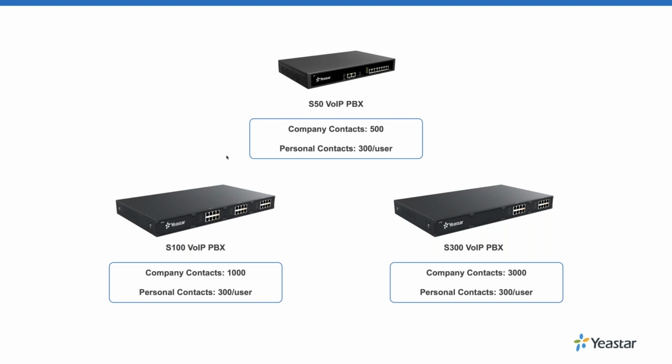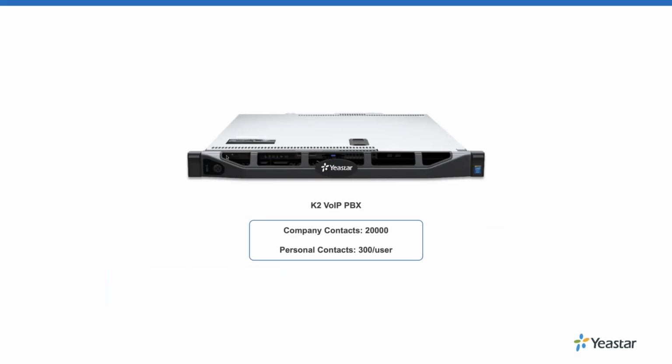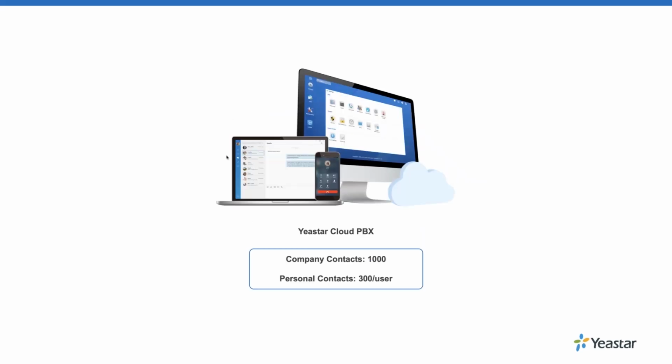Okay. For S100, we can support 1,000 company contacts. Personal contacts will be the same thing, 300 per user. S300, we can support 3,000 company contacts, still 300 personal contacts per user. For the K2 system, we're going to have more contacts. Company contacts, we can support 20,000. Personal contacts, nothing changed.